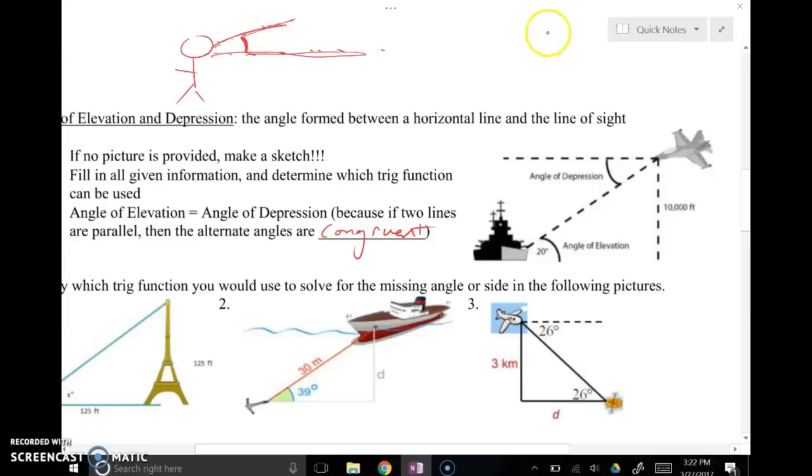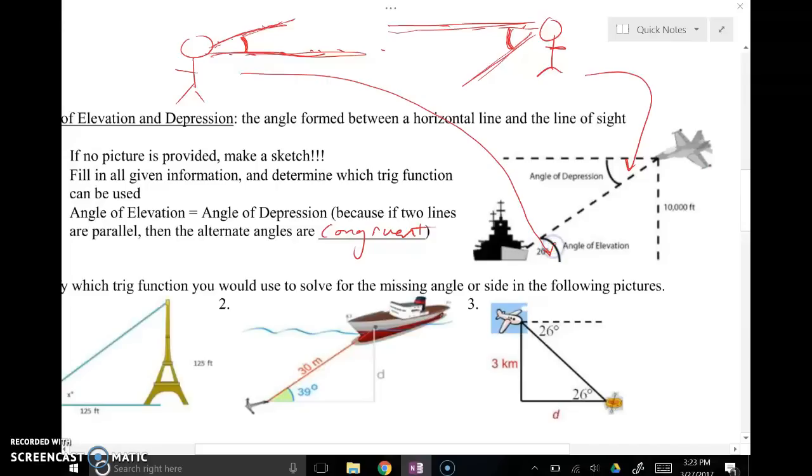If you're looking down, so say you're above something, your line of sight is out and then down to whatever you're looking at. This angle here that we're talking about, that will be the angle of depression. So if you're in this jet and you look out and then you look down at the battleship, this angle here is the angle of depression. If you were on the deck of the battleship and you're looking up at the jet, you look out, you look up, that's our angle of elevation.